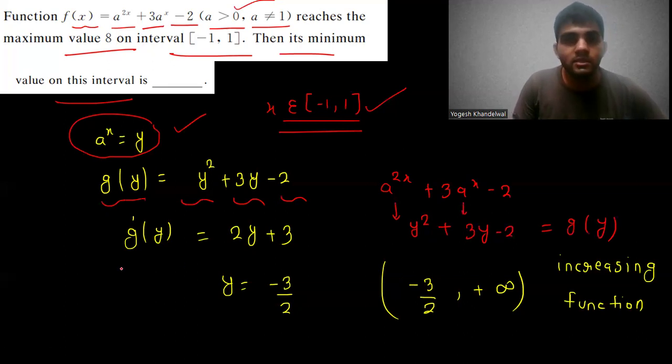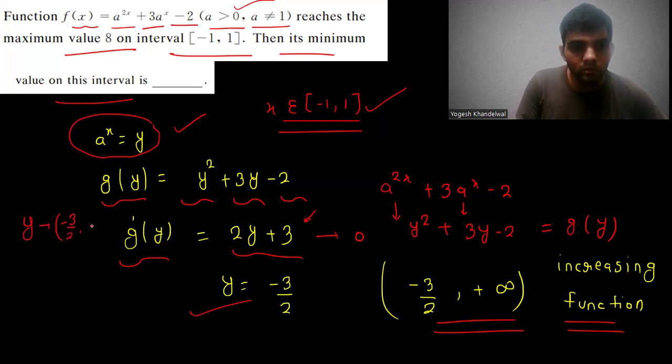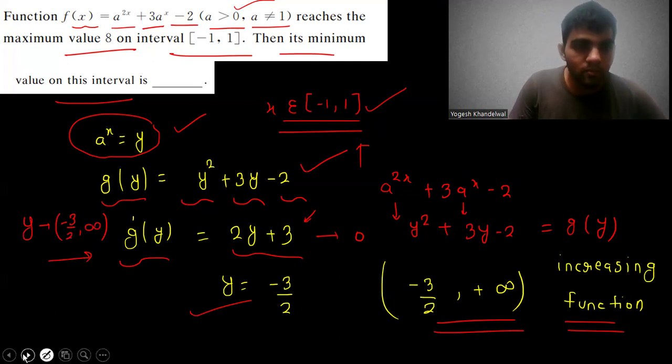Now let's take its derivative. So g dash y is equal to 2y plus 3, and if we equate it to 0, then y is minus 3 by 2. So in the range minus 3 by 2 to infinity, this derivative is always positive, which means the function is increasing. The values of g of y keep getting larger as you go from minus 3 by 2 to infinity. So this function is increasing.